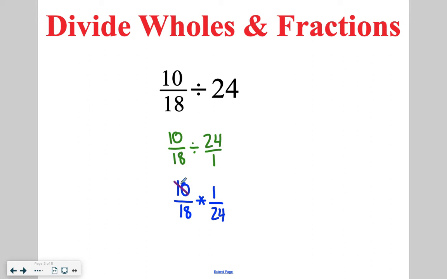10 divided by 2 is 5. 24 divided by 2 is 12. Then I need to check, can 1 and 18 be cross-reduced? No, they cannot. So when I multiply then, I have my numerator, which is 5 times 1, which is 5. In the denominator, I have 18 times 12, which is 216. So my final answer is 5 over 216.